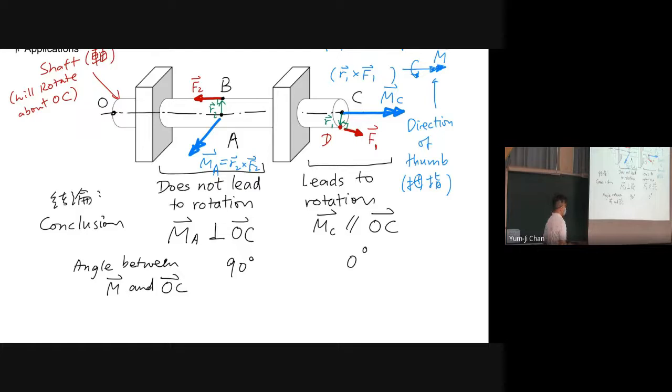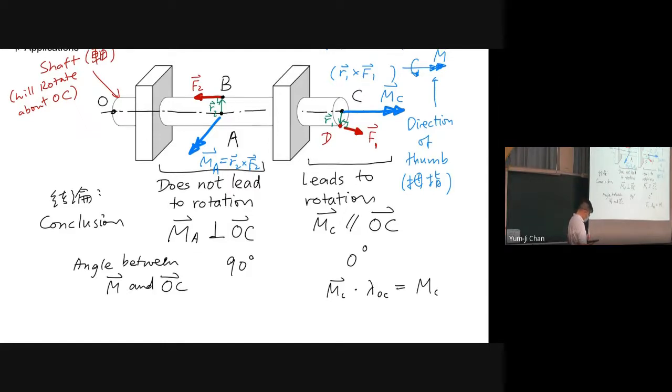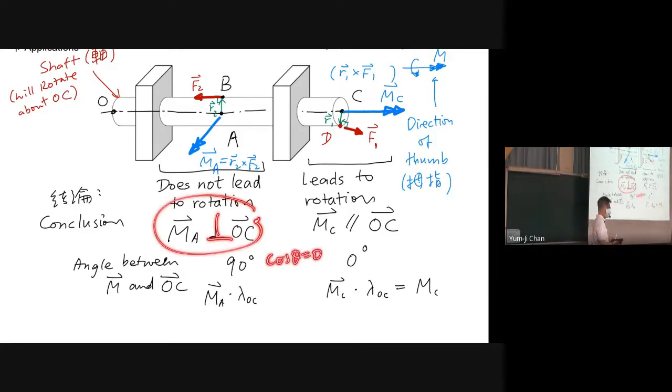And by using dot products, we can say MC dot lambda OC is equal to MC, and this one is MA dot lambda OC, because these two are perpendicular, cosine theta equals 0. This one is equal to 0.